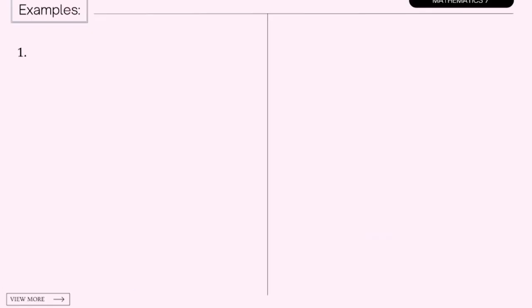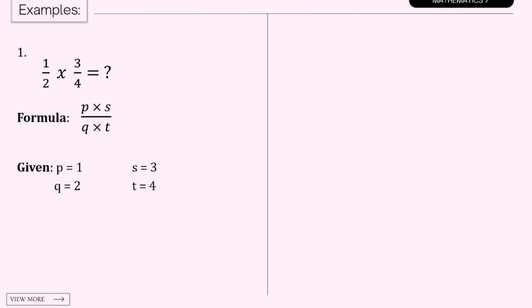For number 1 example, 1/2 times 3/4. So our formula is P times S over Q times T. Our given are P is equals to 1, Q is 2, S is 3, and T is 4.